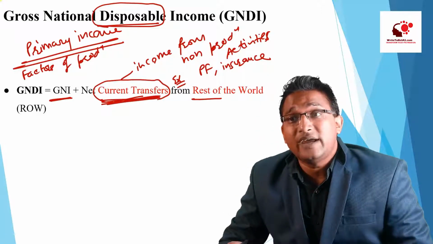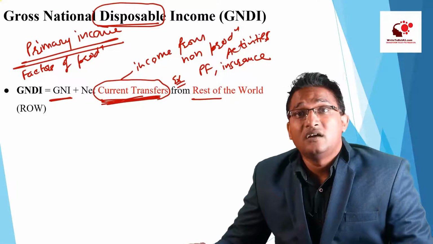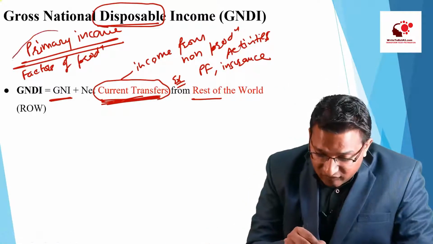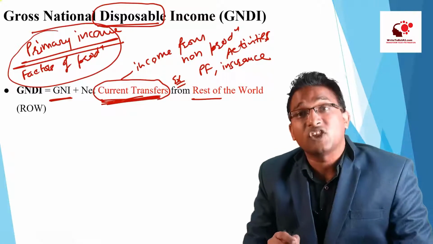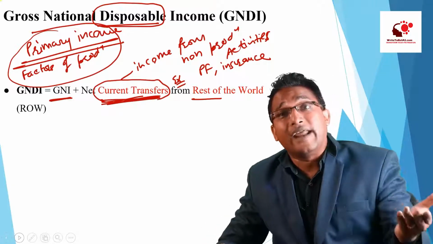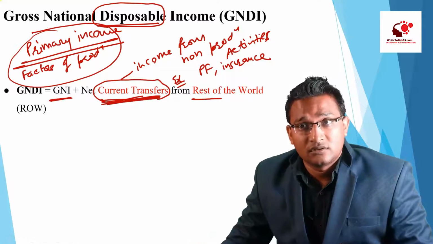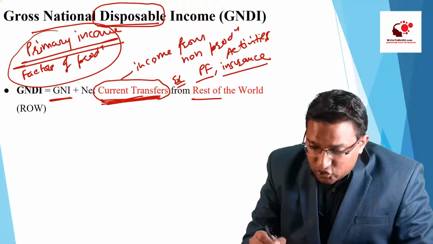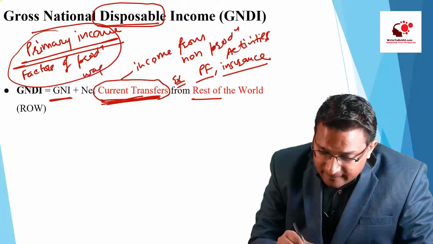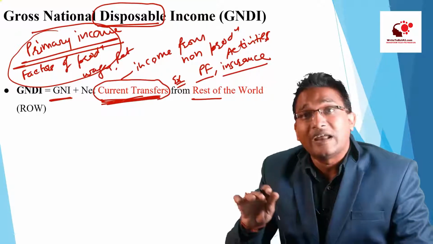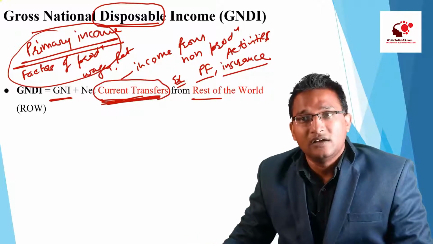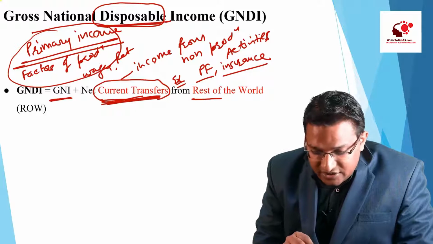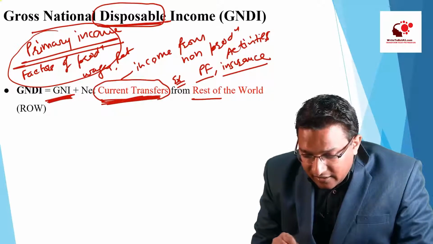So this primary income and current transfer, they are completely opposite to each other. Primary income is the income from factors of production and current transfer is the income from other than the factors of production. The example here for current transfer includes provident fund, insurance, and for primary income the example includes wages, rent, profit, interest, etc. Right? So for calculating the disposable income in the GNI, we are adding current transfer.